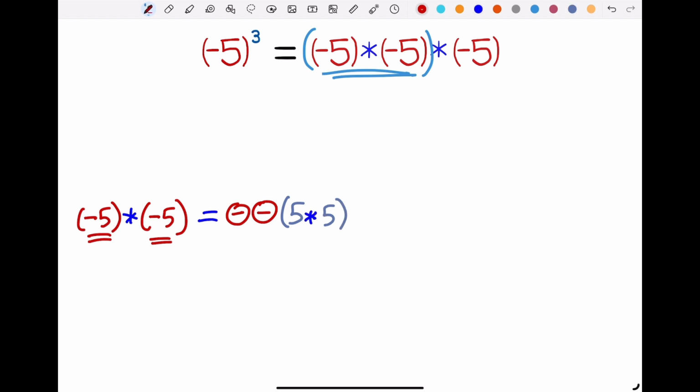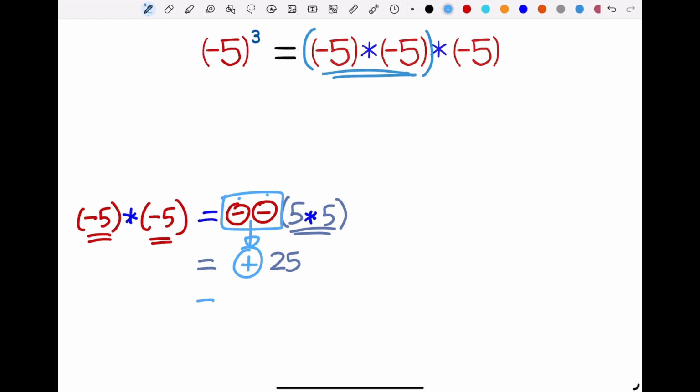Alright. Since we have 2 negatives that we're multiplying together, we know they're the same sign, and that means the answer is going to be positive. And we know that 5 times 5 equals 25. So putting this all together, our answer is positive 25. So we could replace these 2 negative 5's with its answer of positive 25.